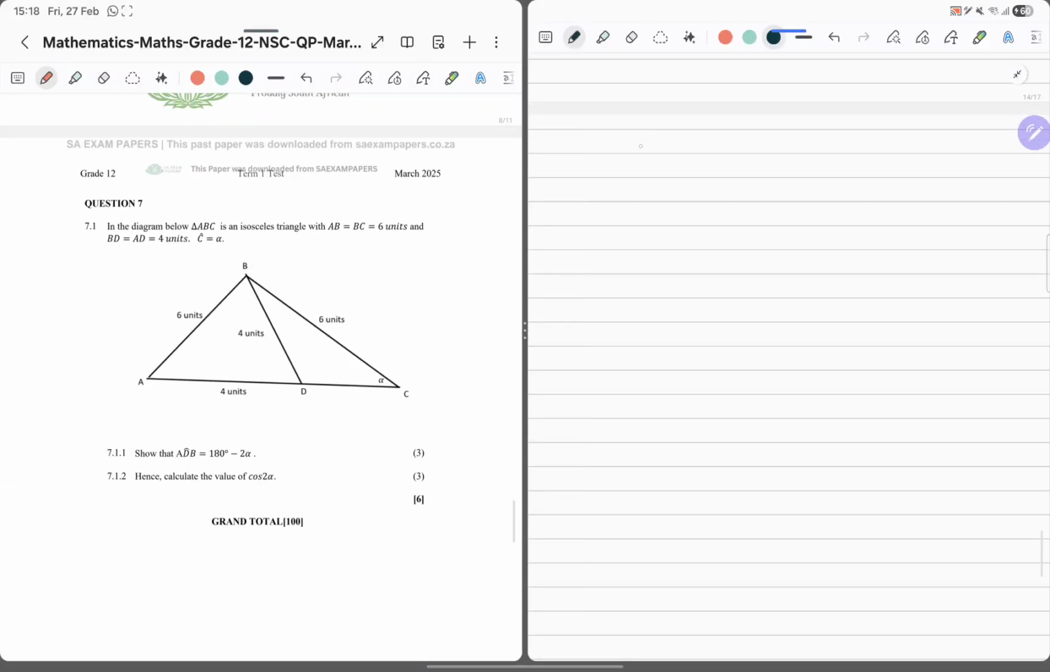Question 7. Question 7 says, in the diagram below, ABC is an isosceles triangle with AB equal to BC, and we can already see the units are doing the things, okay? If that's the case, it means if that angle is alpha, that angle should also be alpha, right? Opposite angles equal sides of a triangle.